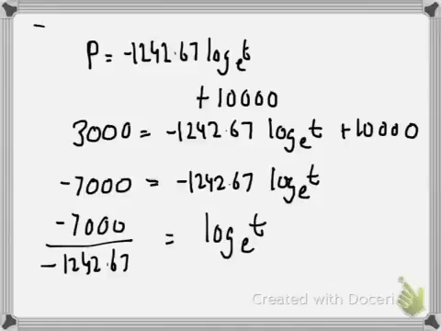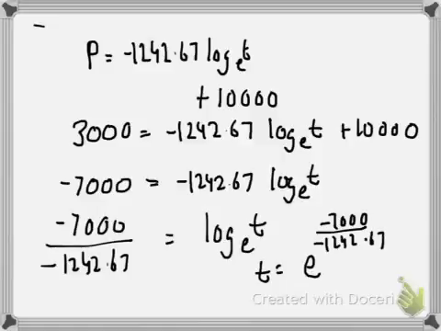And if we wanted to find out t, the time, we would go e to the power of negative 7,000 over negative 1242.67. We can do that as well. Okay, so if we work that out, we get a value for t. And if we calculate that, we get 279 weeks.